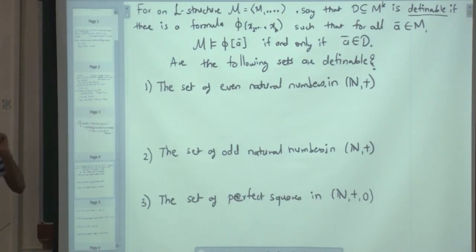So, what about the first one? How do you say that something is a set of even numbers in natural numbers and only using addition?